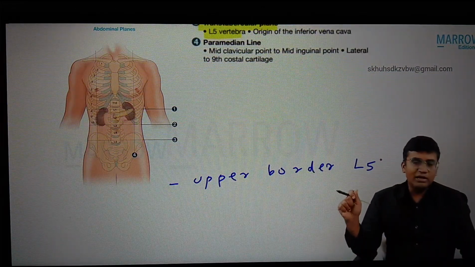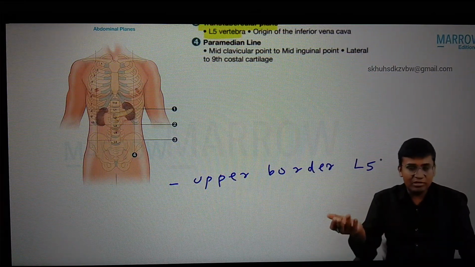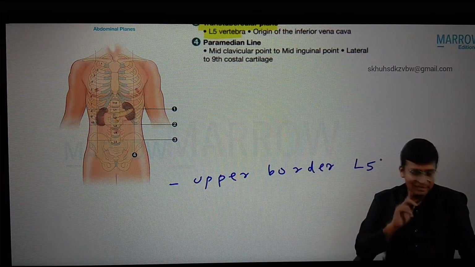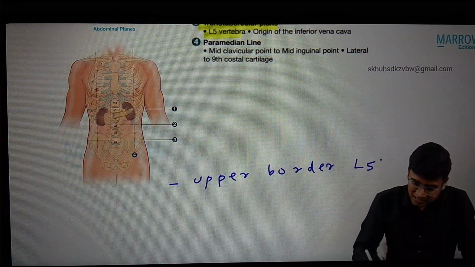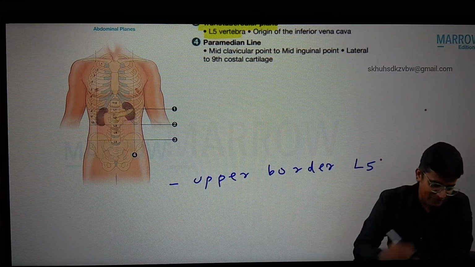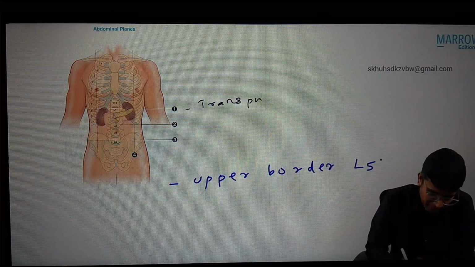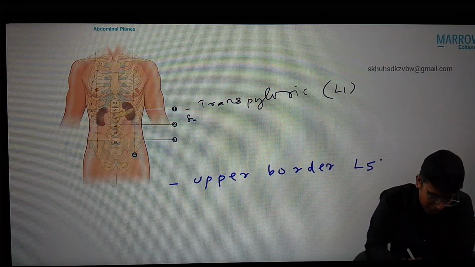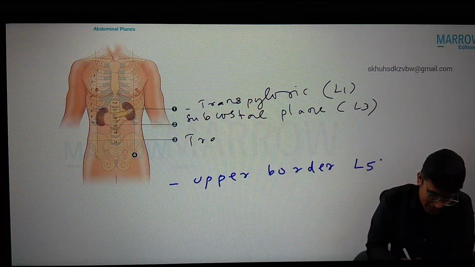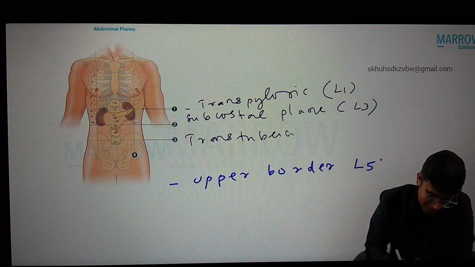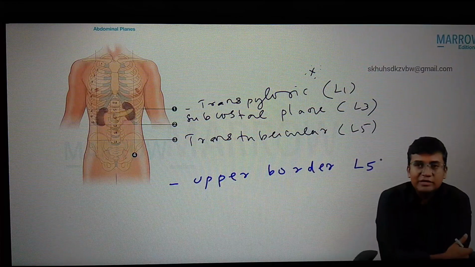So lower border of L1, horizontal plane, transpyloric. Lower border of L3, horizontal plane, subcostal plane. Upper border of L5, transtubercular plane. Don't forget the vertebral level. Now, for the transpyloric plane, there are some other structures. Now see the diagram. In the diagram, number 1 is our transpyloric plane, L1. Number 2 is the subcostal plane, the lower border of L3. And this is the transtubercular plane, the upper border of L5. Now, the transpyloric plane, we're going to read in detail.